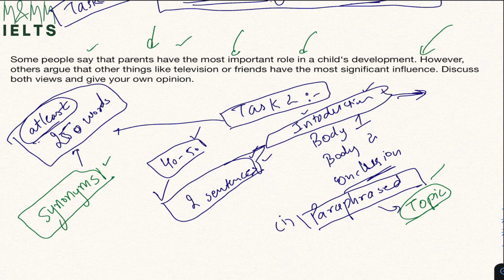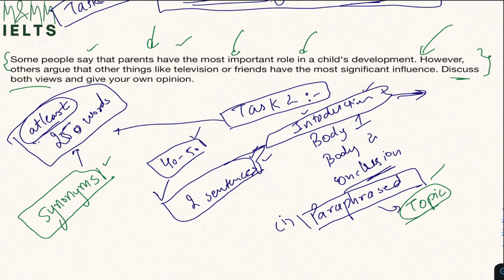You have to make sure that we keep and retain whatever has been said in the topic sentence. And with that, we use some synonyms and paraphrase that sentence. If you read this one out, I've just taken one opinion essay over here, discussing both views. That's the type of the essay.